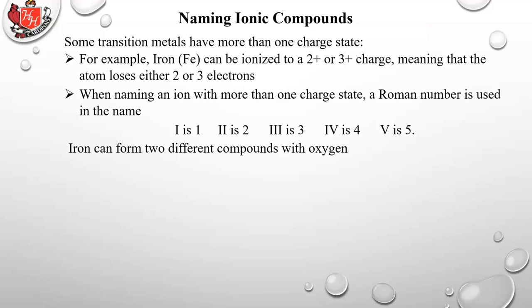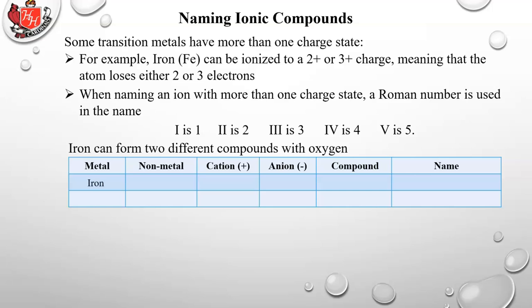Iron can form two different compounds with oxygen. So the first one, iron, the nonmetal oxygen. If it is iron with a 2+ charge, it would be called iron with a Roman numeral 2. The anion would be oxide. So the compound would be FeO because it's a 2+ and 2- charge for the iron and the oxygen, so it just becomes FeO, and that's iron(II) oxide. That's the way you would say it.